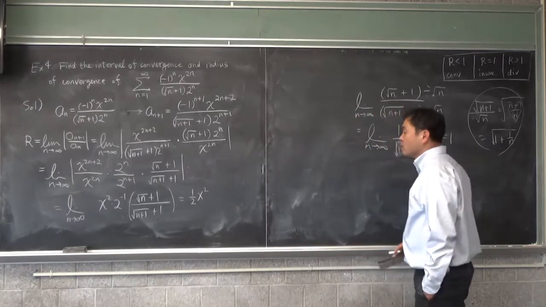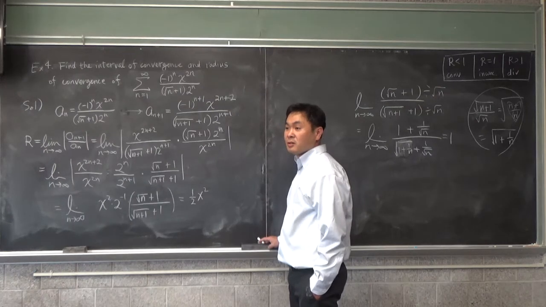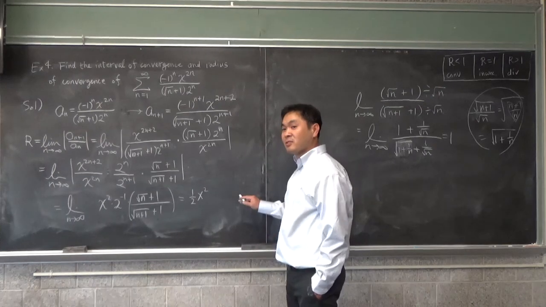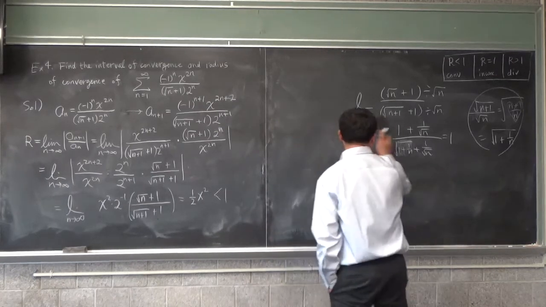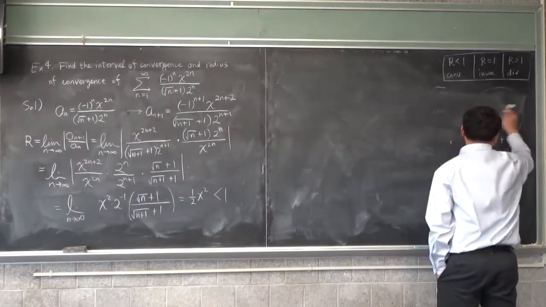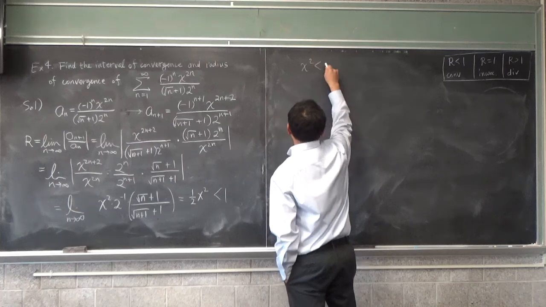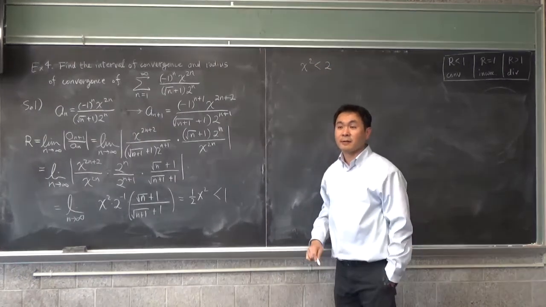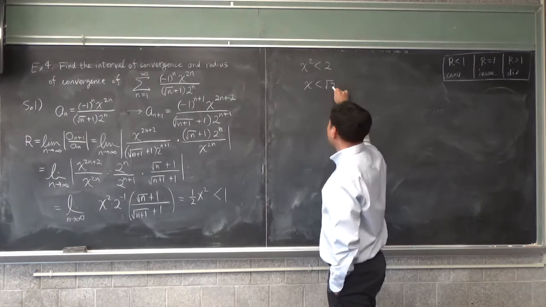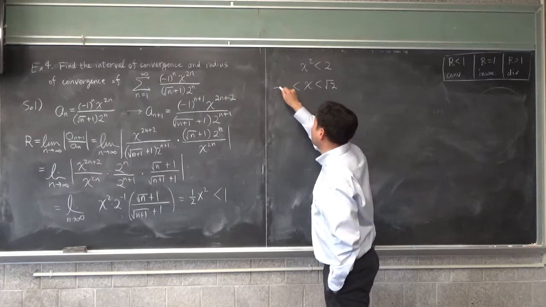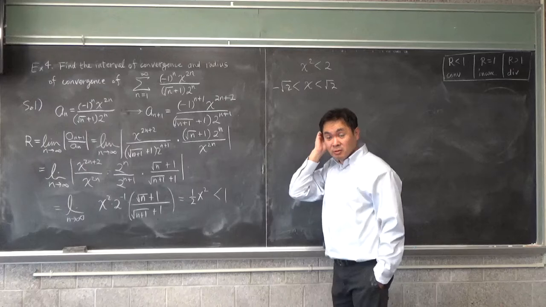Okay. So therefore, when do we know that this series converges? When it's less than 1. So when this is less than 1, let's figure out when that happens. So we see that x squared has to be less than 2. When does this happen? When x is less than the square root of 2, or bigger than negative square root of 2. So when x is between these two values, we know that that's true.